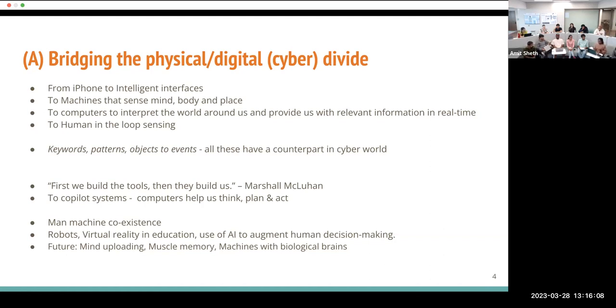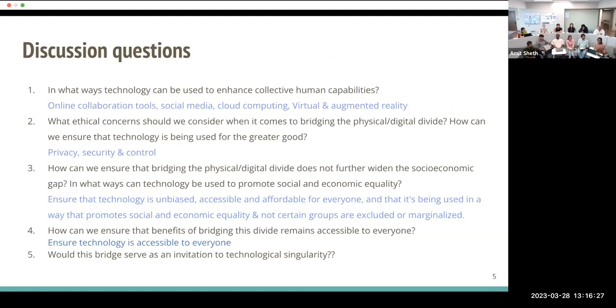So after all these things are done, we can enter into a state called man-machine coexistence, where the machines and humans work together and continue with their goals and objectives. So, next slide.